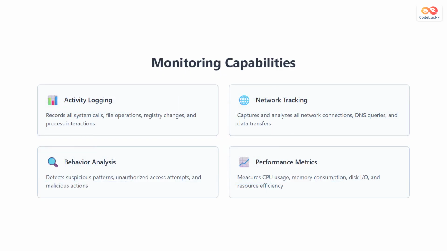Sandboxes provide powerful monitoring features. Activity logging records all system calls, file operations, registry changes, and process interactions. Network tracking captures and analyzes all network connections, DNS queries, and data transfers. Behavior analysis detects suspicious patterns, unauthorized access attempts, and malicious actions. Performance metrics measure CPU usage, memory consumption, disk input-output, and resource efficiency. Together, these monitoring capabilities give you complete visibility into everything happening inside the sandbox.